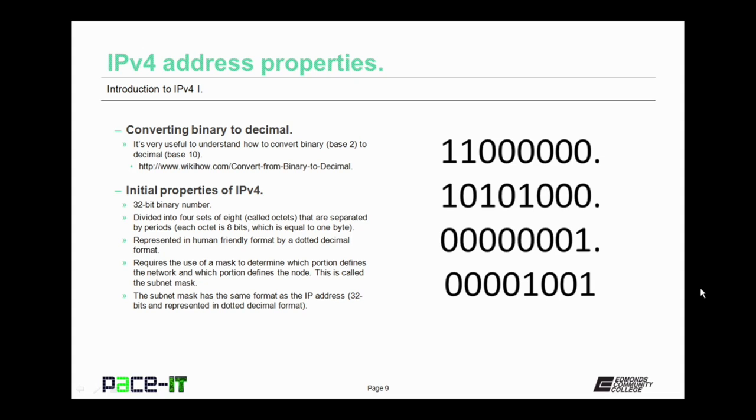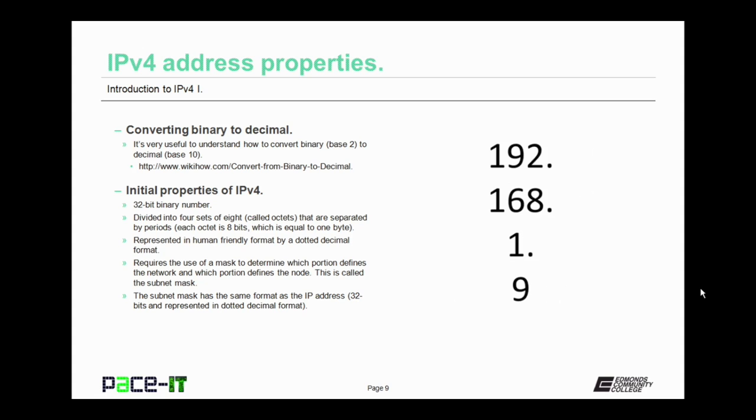So now let's talk about the initial properties of IPv4. It is a 32-bit binary number, as I said before. It's divided into 4 sets of 8, called octets. These are separated by periods, or decimals. Each octet is 8 bits, which equals 1 byte. We often represent IPv4 addresses in a human-friendly format that's called dotted decimal.